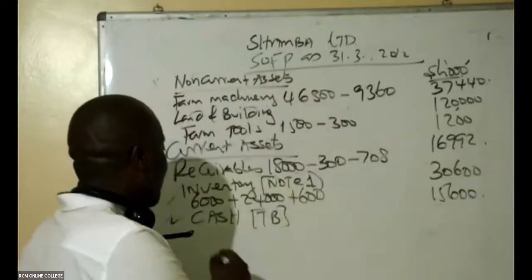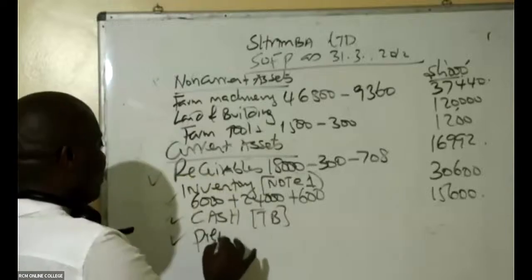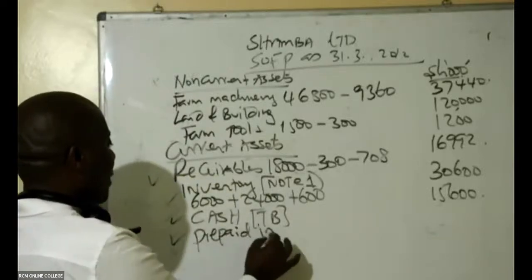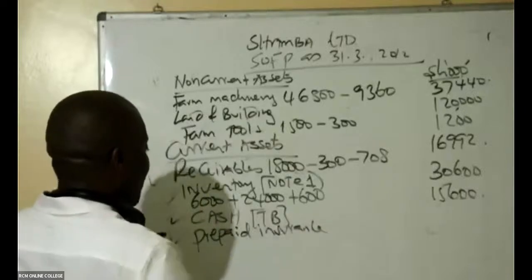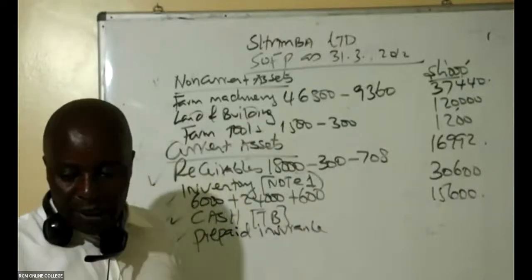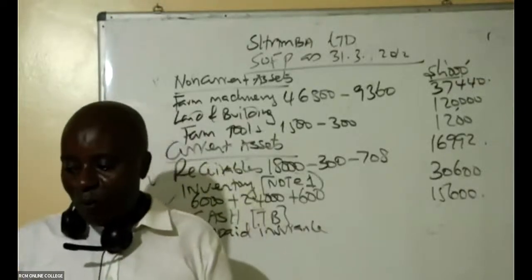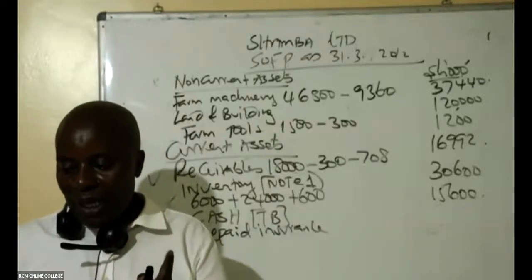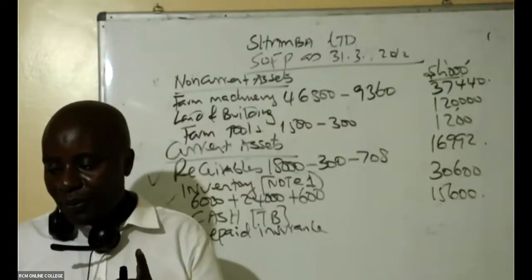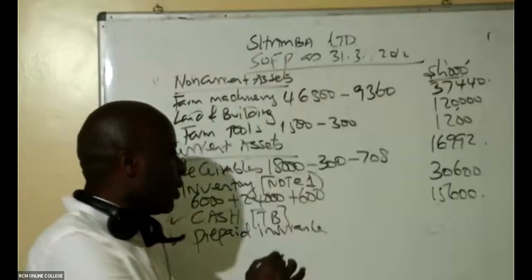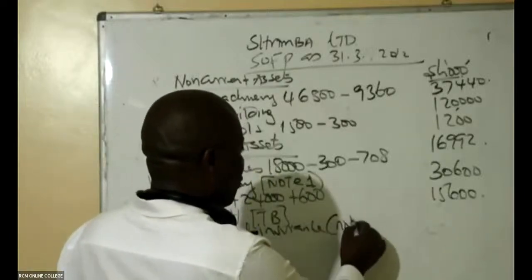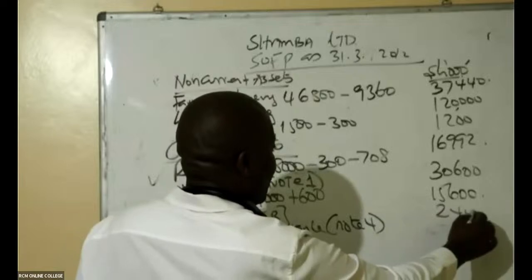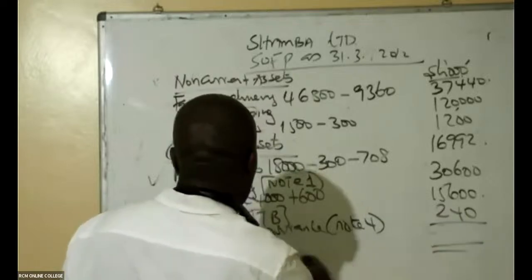So we have here the prepaid insurance, the prepayments. Is there somebody who is able to remember the prepaid insurance, the prepayment of insurance premiums here? Are you able to remember that amount? If I were you, I would put even the note. This was note 4, if you remember. So 240.